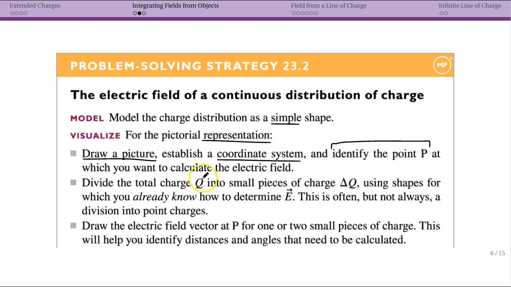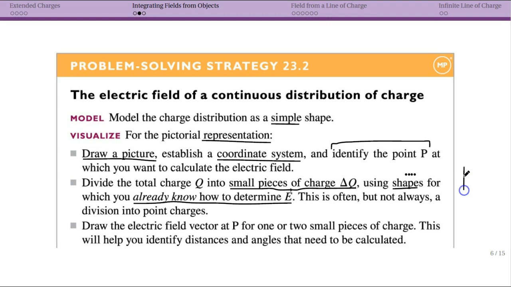Now, in the same picture, though I would encourage you to consider drawing a second picture to make it more clear, or make sure this first picture is really big, you start dividing your object into small pieces of charge delta Q. And again, the big takeaway here is you want to use shapes for which you already know the electric field. Now, what might that look like? Initially, that's going to be point charges. So frequently, the shape is just going to be a dot. Imagine a bunch of dots where those are your point charges and they make a shape. Now that will initially give us a line.